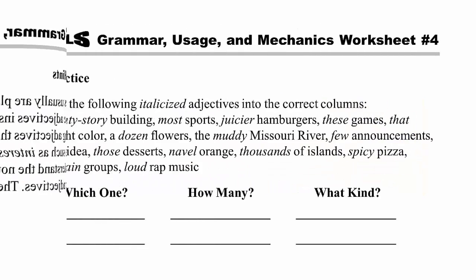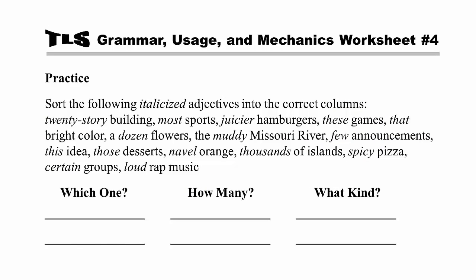Tell students that the next section has them practice what they have learned in the definitions, examples, and writing hints sections. If students skip reading those sections, they will usually perform poorly in the practice section. This practice section requires students to sort 15 adjectives into the which one, how many, and what kind categories.